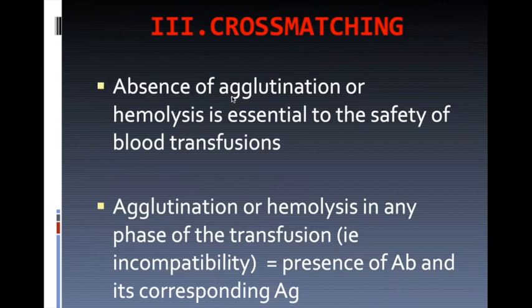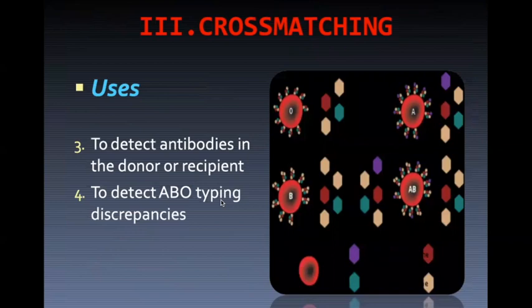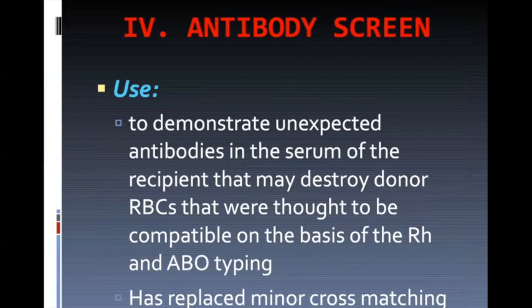Cross-matching: absence of agglutination or hemolysis is essential to the safety of blood transfusion. Agglutination or hemolysis in any phase of the transfusion, for example, indicates incompatibility, the presence of antibody and its corresponding antigen. Cross-matching can be used to detect antibodies in the donor or recipient or to detect ABO typing discrepancies.